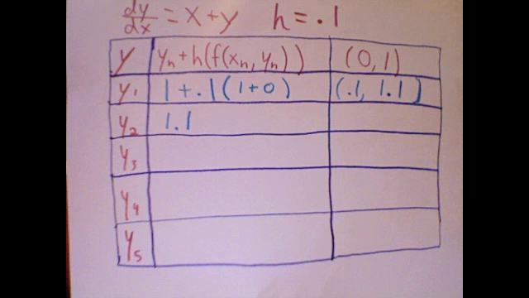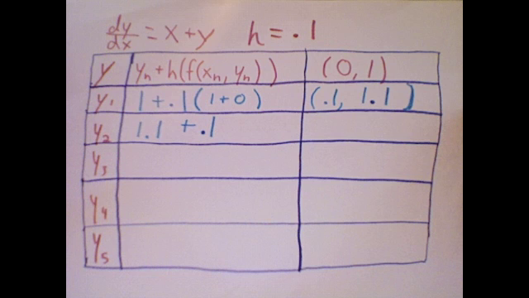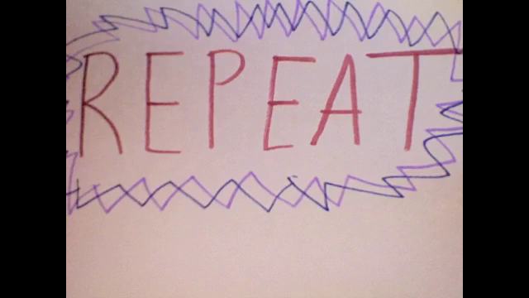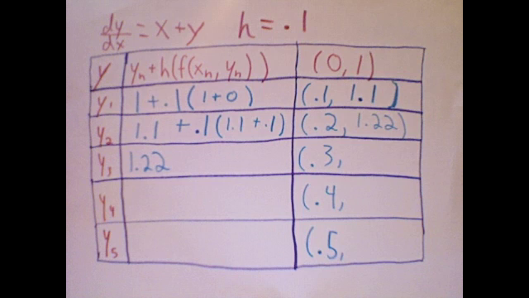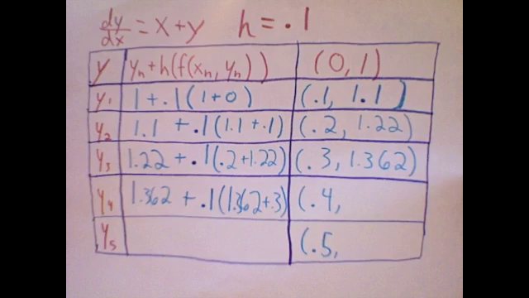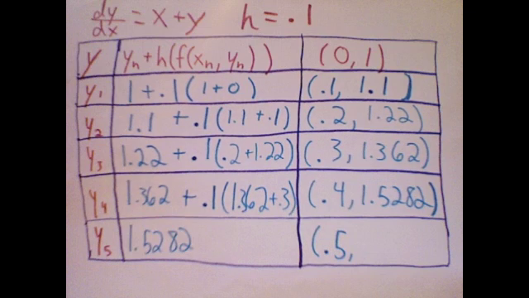Now we have the previous y value, 1.1, plus h, the step size, 0.1, times (1.1 + 0.1). This gives us a y value of 1.22, and we know that the x value has to be 0.2 because the x value goes up by 0.1 each step. Time to repeat the process a few more times, with x = 0.3, x = 0.4, and finally x = 0.5.